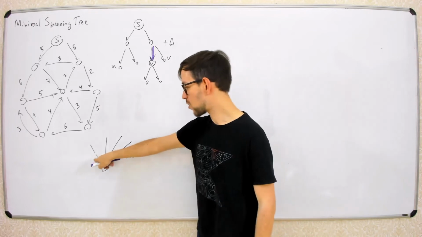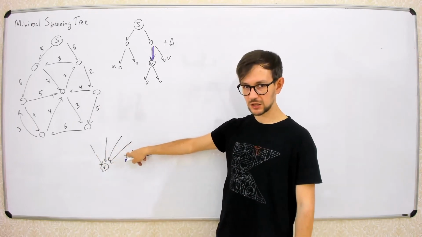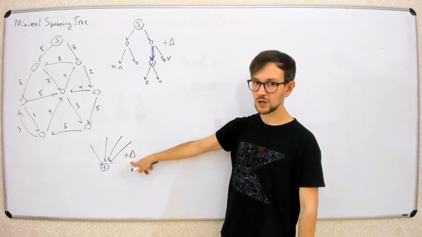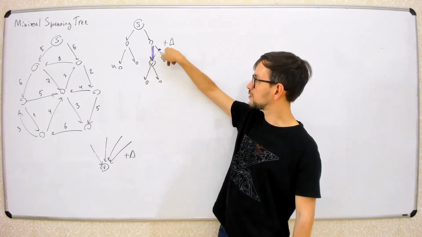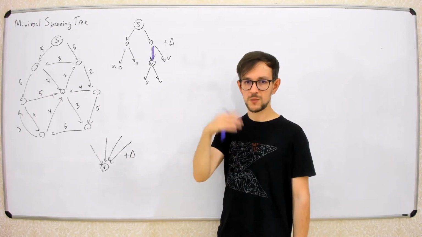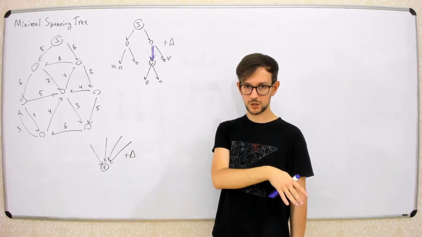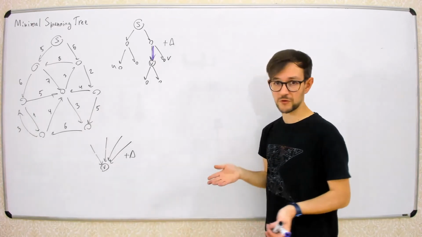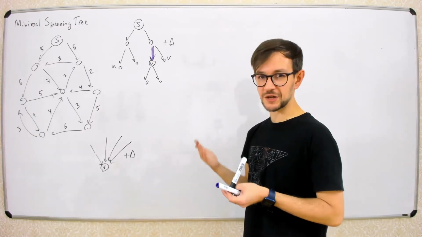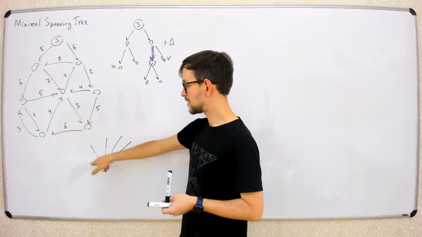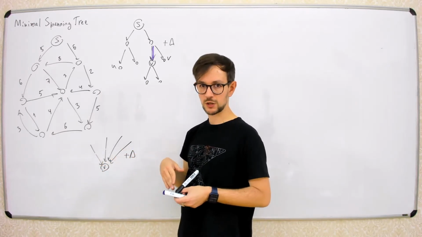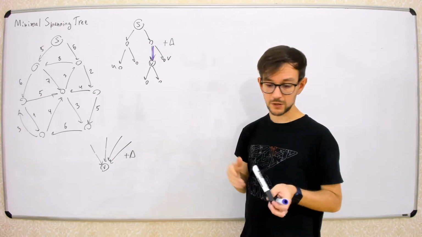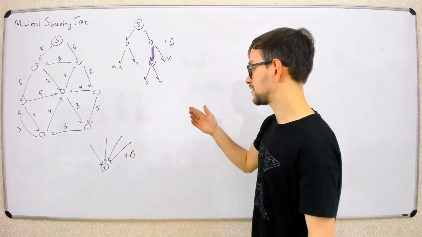Because exactly one of these edges will be taken. If you increase them all by the same delta, the final tree will be increased by the same delta. So the minimal tree will stay the minimal tree. So it's a safe operation. You can do it at any point. You can take any node and add delta to all ingoing edges. It will not change the final result. That's the whole idea. And now we'll try to apply this idea here.